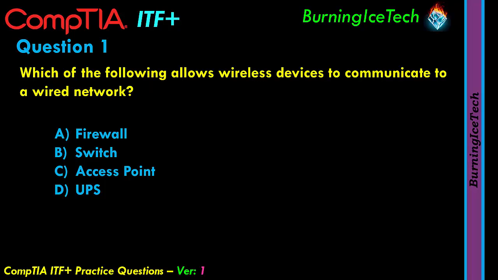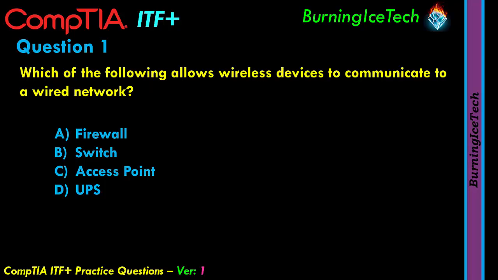If we look at the first one, that would be firewall. What does a firewall do? Now first of all, you can get software firewalls and hardware firewalls. In a nutshell, their purpose is to block or allow things like IP addresses, websites, MAC addresses, that kind of stuff. It's to block or allow something. Now, the question states it's about allowing wireless devices to communicate to a wired network. So I don't think firewall is going to cut it. We're not talking about blocking or allowing people from accessing certain resources.